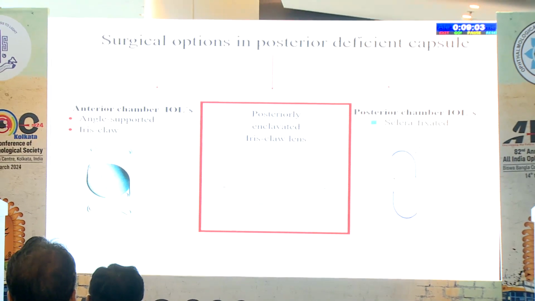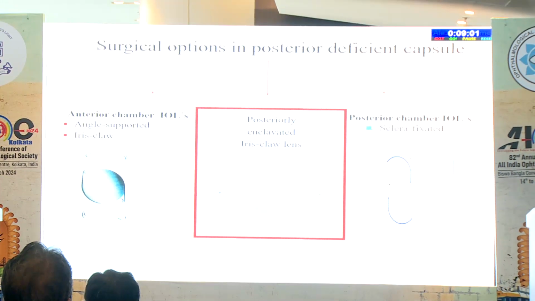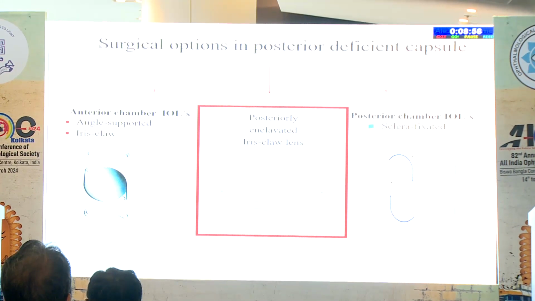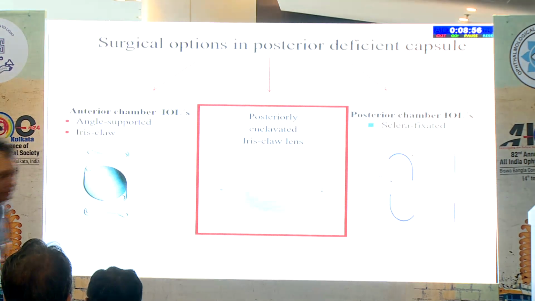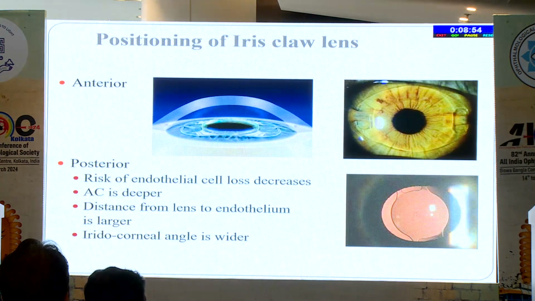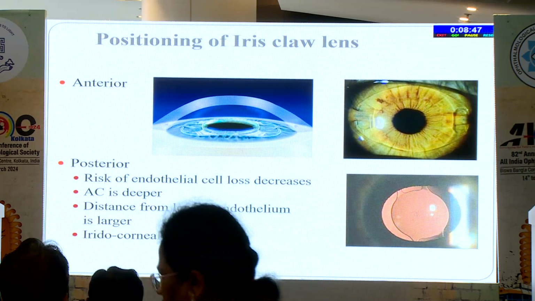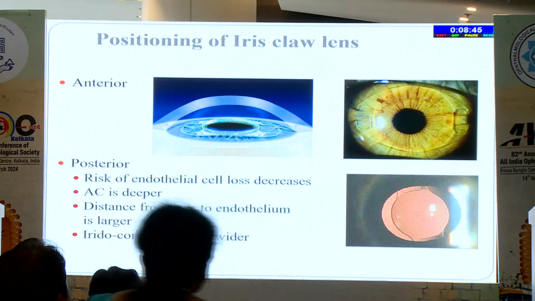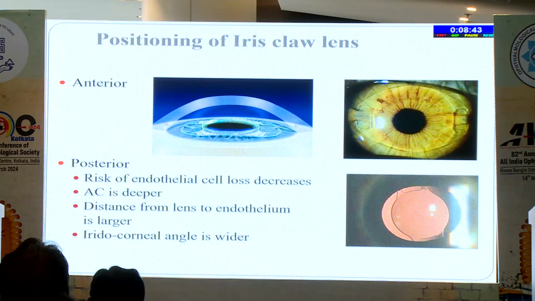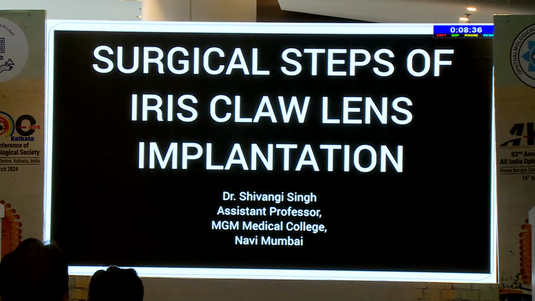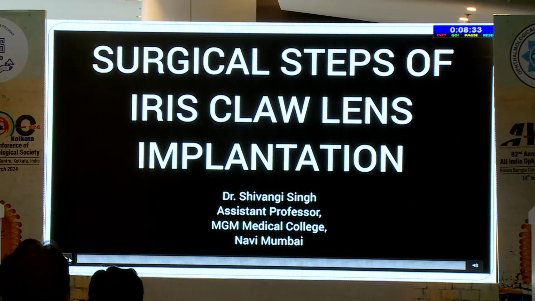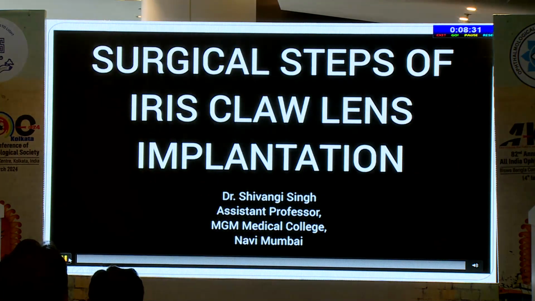The various options available nowadays are the anterior chamber IOL, the posterior enclavated iris scleral lens, and the scleral fixation IOLs. The iris scleral lens can be placed either anteriorly, but posteriorly is preferred because it is more anatomically in position. There is less risk of endothelial cell damage, the anterior chamber is deep, and the iridocorneal angle is wider. So I'll be starting with the topic of today, surgical steps of iris scleral lens implantation.